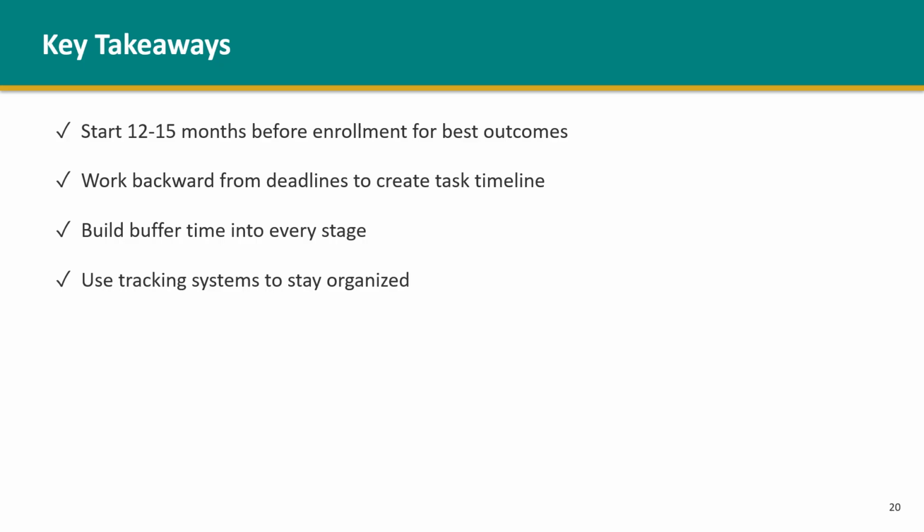This completes Section A of our graduate school prep series. You now have the foundation for deciding whether graduate school is right for you, choosing the right program and degree type, and preparing strong applications. In Section B, we'll turn to funding your education, covering everything from scholarships to loans to budgeting strategies. Thank you for your attention, and I'll see you in Section B.